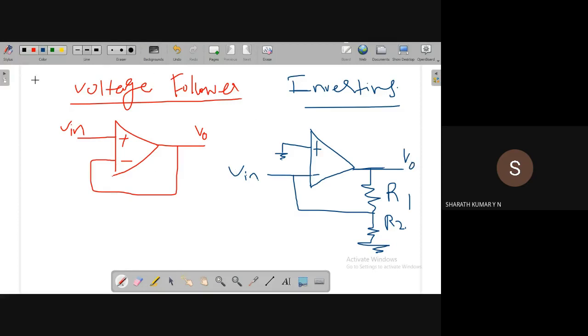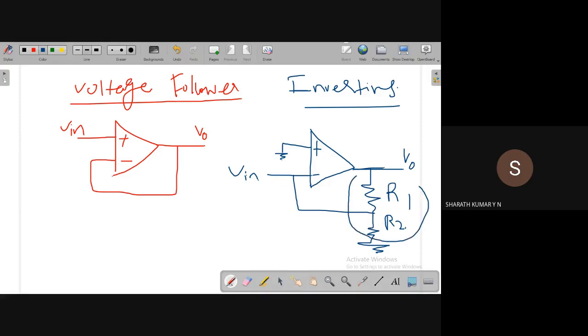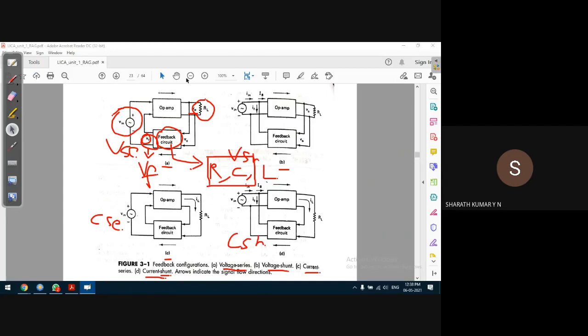I wrote two circuits on the entire screen. Now somewhere I need to adjust and write the inverting and non-inverting amplifier. This is the inverting amplifier, correct? If you observe this diagram, the output voltage is developed. This is actually the feedback network. Across R2 we are developing VFB, the feedback voltage, that is applied in series with the input voltage. So this is an example of what is known as voltage series feedback.